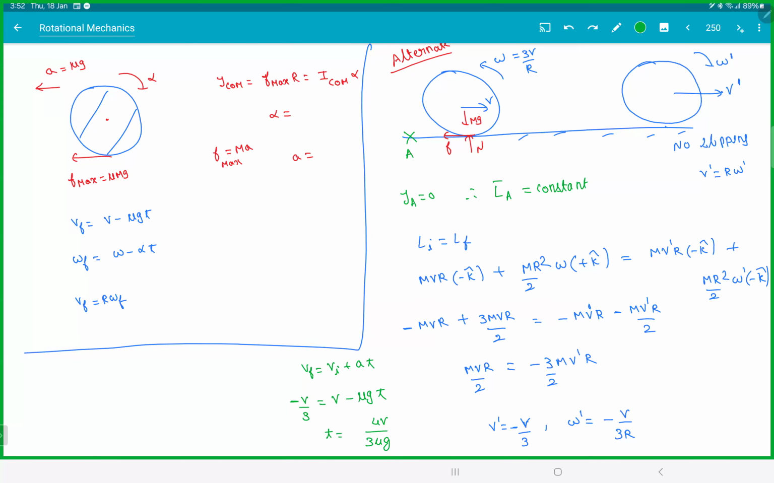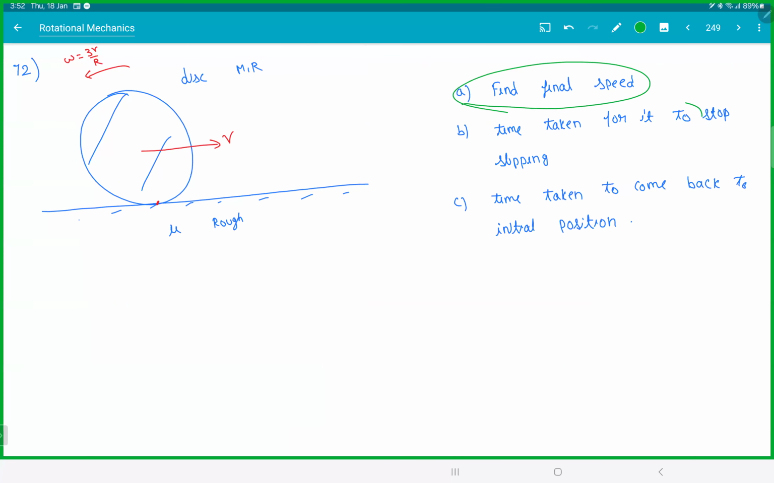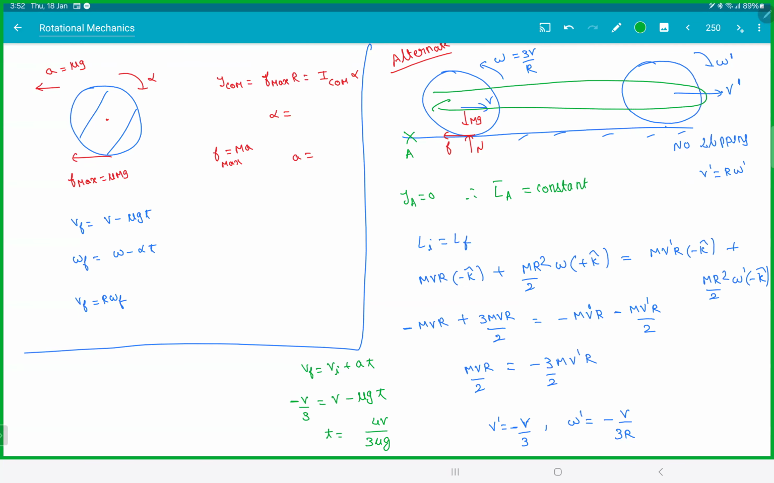Please check. So I did the first two parts: final speed, and time taken to stop. Now if the velocity has become backward, what will happen? It will go front and come back now. Find the time taken to come back to the initial position. How is the center of mass angular momentum minus k? I assumed omega dash clockwise, so that's the reason I got signs wrong. You assume whatever direction you want, the signs will take care of it. I assumed front, but I got negative. Please check, the question is still not over. Find the time when it comes back to the initial position.